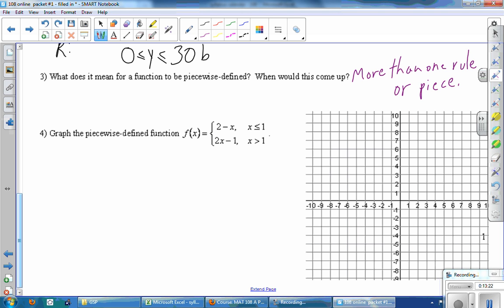So let's take a look at 4. It says graph the piecewise defined function f of x equals 2 minus x when x is less than or equal to 1, and 2x minus 1 when x is greater than 1. So let's see if you've got some experience. Hopefully you've seen these things before. But go ahead and pause the video here and come back after you have made your best effort to graph this function on these axes.